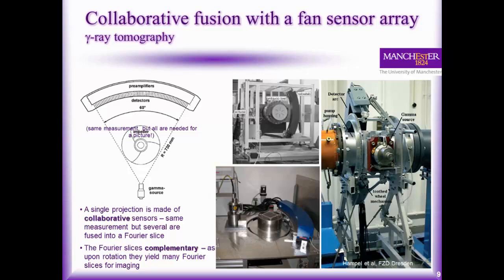There is at least one analytical solution. I'm showing you this in order for you to see what I mean by collaborative sensors. These are individual sensors staying at this fan, looking at the propeller, which is imaged tomographically. When you rotate all this, you would have many angles for this fan. Therefore, the single projection is made of collaborative sensors, while the Fourier slices, which are in the two-dimensional transform of your object, are complementary. And we need as many of them as possible in order to solve the task.